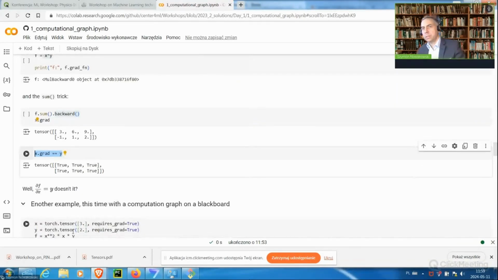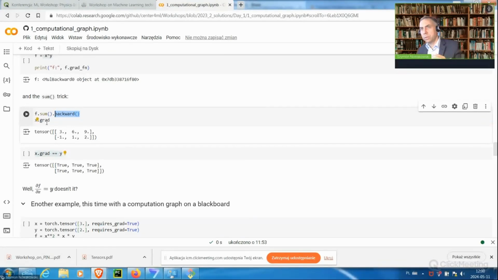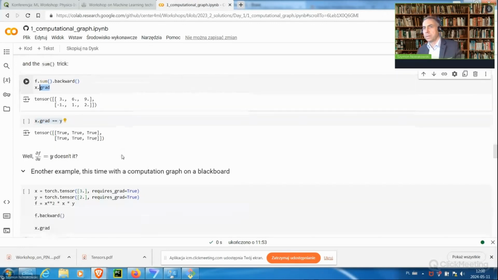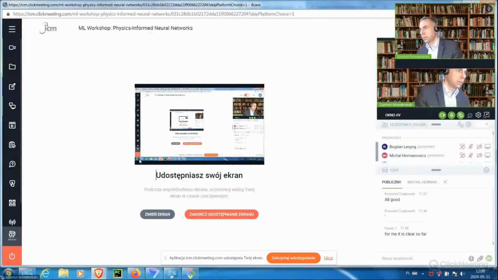Well, this is to be expected, because as we calculated by hand earlier, the derivative with respect to x of function f is equal to y. So after the calculation of the gradient, which is triggered here, we know that the grad field stores the gradient value of the original function with respect to the x coordinate, taken at the current values of x and y. So we shouldn't expect anything different than the current values of y. Okay, great. It's clear so far.